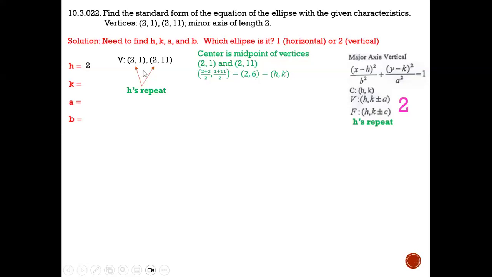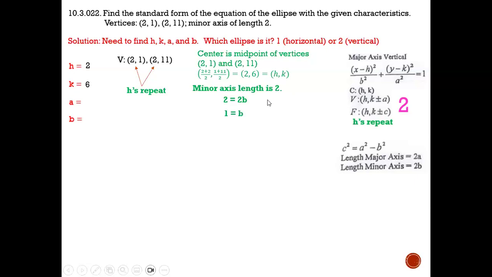So I found the center. When you're given the 2 vertices or the 2 foci like before, the center is in between them. So you just take the midpoint and you get the center. So given these 2 coordinates, I found the center, 2, 6. Which is H and K, 2, 6. Okay, what else? It tells me that the minor axis is length 2. Minor axis is equal to 2b. So this is going to help me find my b value. 2 equals 2b. Divide by 2 on both sides. B equals 1.